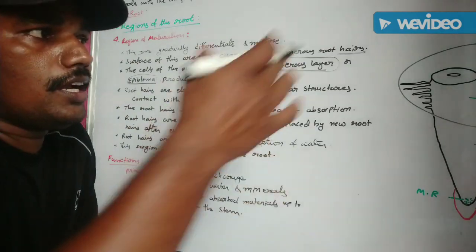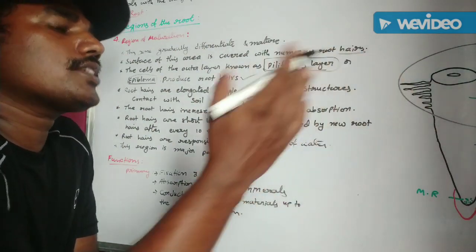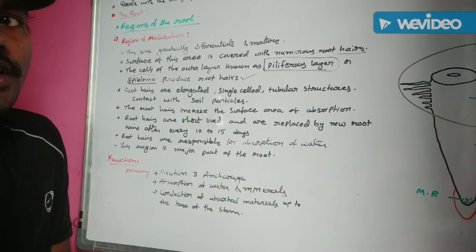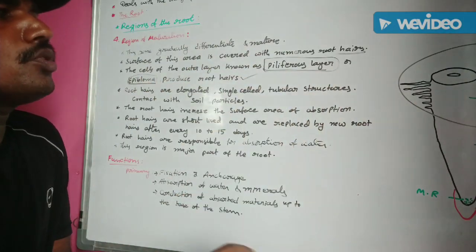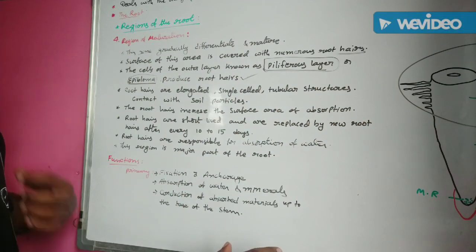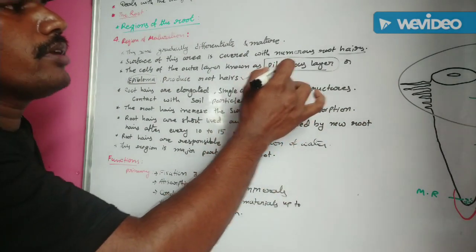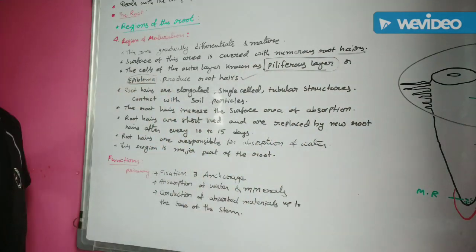Okay? Root hairs are not internally developed. They are developed only externally, from the epiblema. Understand? Numerous root hairs are developed from the outermost region of the root. The outermost region of the root is known as the piliferous layer or epiblema. Understand?